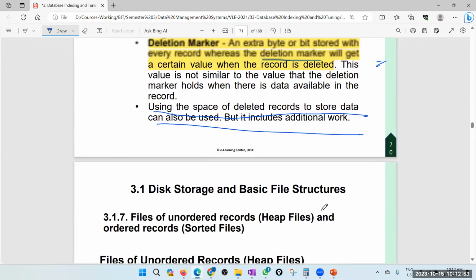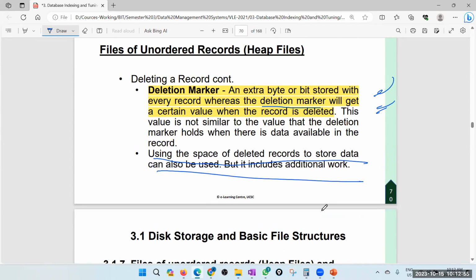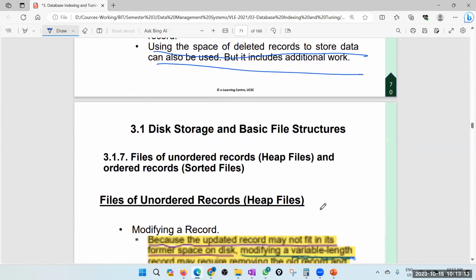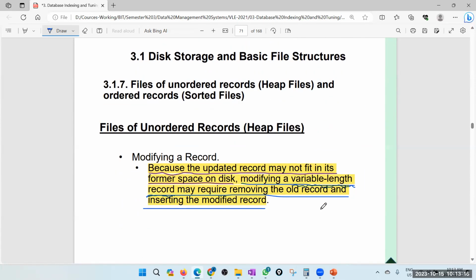Another option is, rather than looking for marked areas when you are inserting a record, maybe periodically, batch-wise, your file is reorganized. So those marked areas are used up by other records or reorganized. That is usually done periodically. It's something like defragmentation of the file.